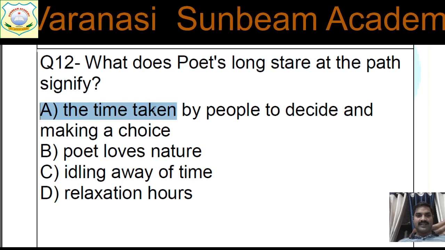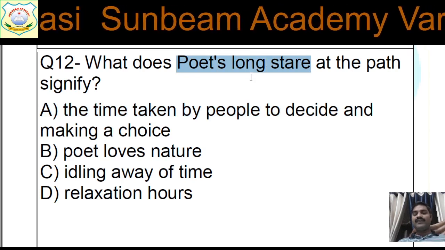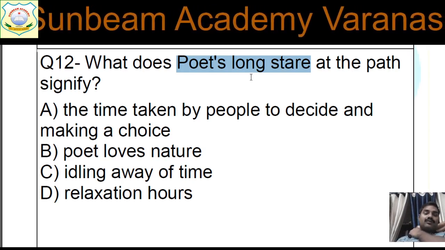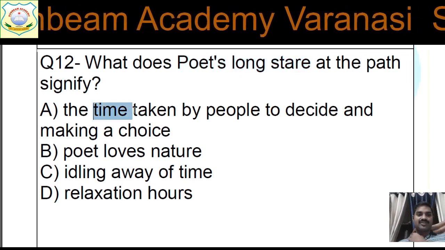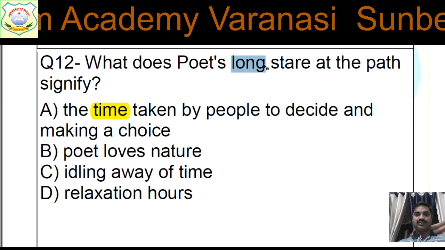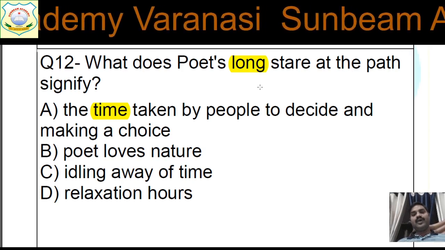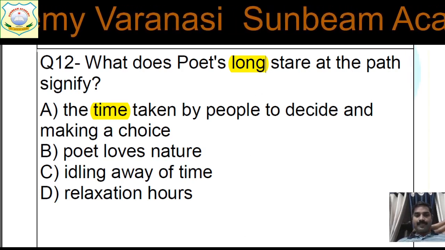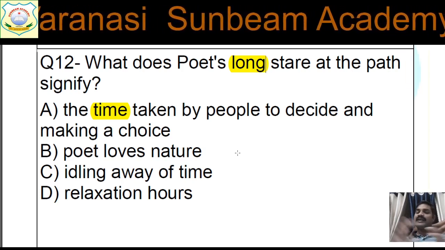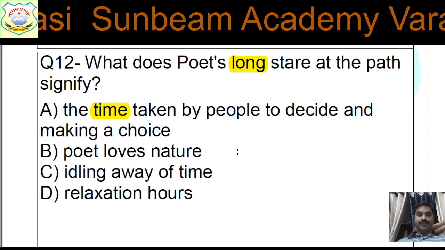This: the time taken by people. The poet's question is the poet's long stare. Earlier I told you long means wish, but here it is showing time, because this option is given here, so we can correlate this option, time, with this question. Yes, long also means wish. One word may have many meanings, but when we find the coherence of the word with other words, we find the meaning which is suitable to the line.